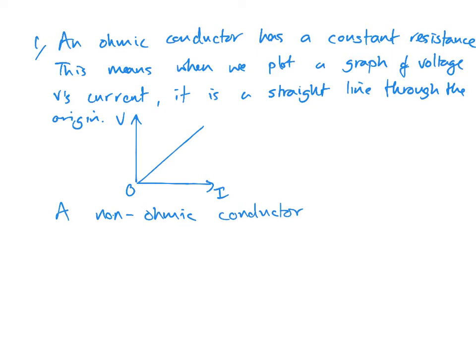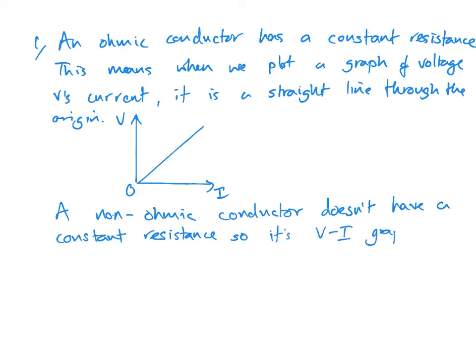A non-ohmic conductor doesn't have a constant resistance. So its VI graph, which is just short for voltage versus current, will be a curve.